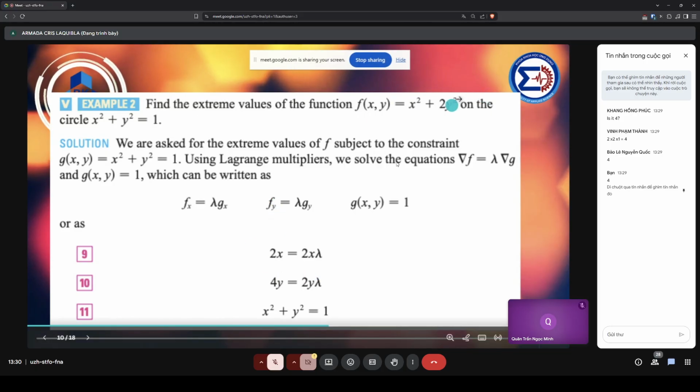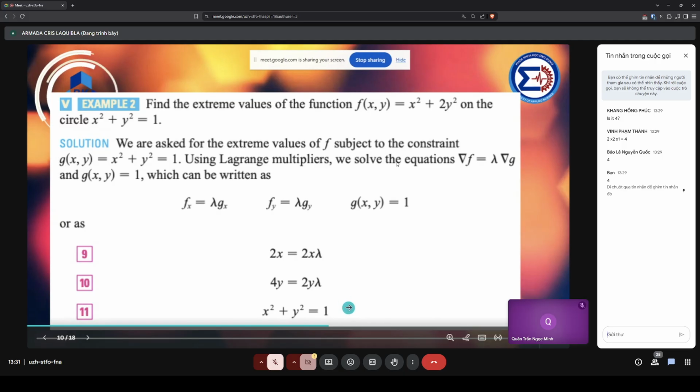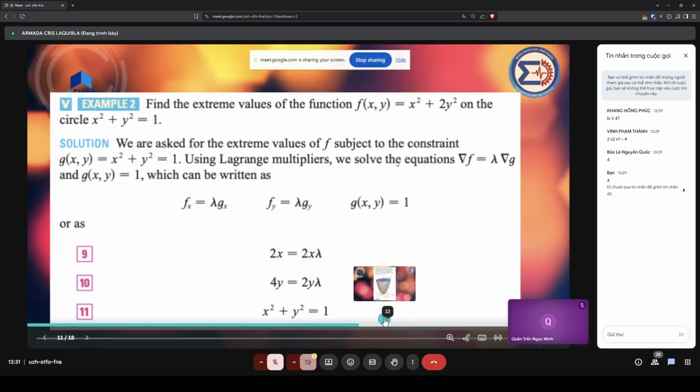Next, your fy here is 4y. And then your gy here in the g of x, y is 2y. So you have there 2y lambda. And then you copy the constraint g of x, y, which is this: x squared plus y squared is equal to 1. Now we solve the value of lambda.